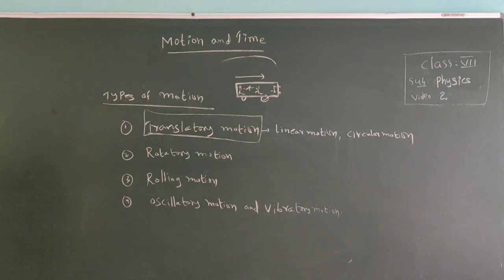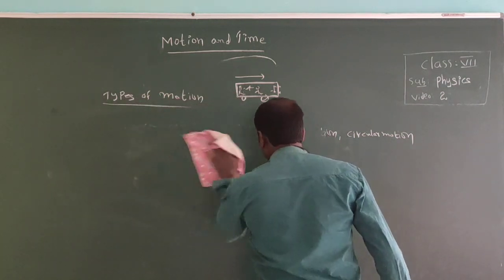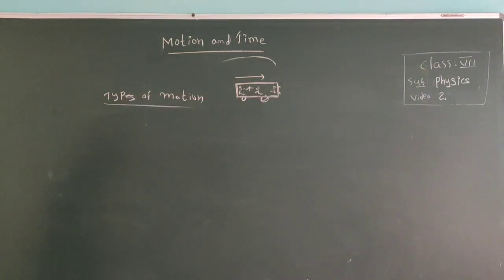The motion of a car, next, an apple falling, are examples for the translatory motion. Translatory motion can be divided again into three types: linear motion, rectilinear motion, curvilinear motion, and random motion. Listen, translatory motion: all the parts of a moving body move in the same direction is called a translatory motion.